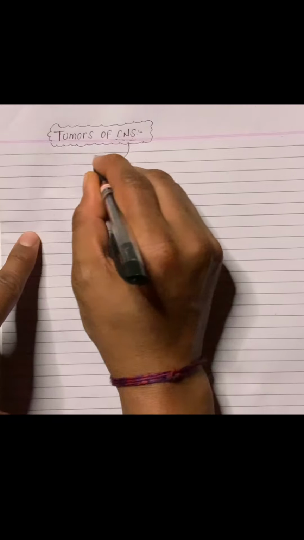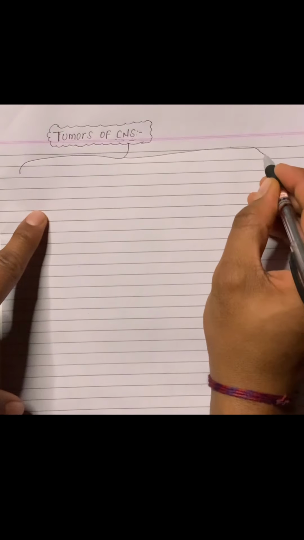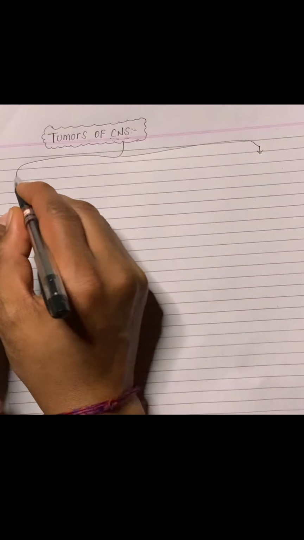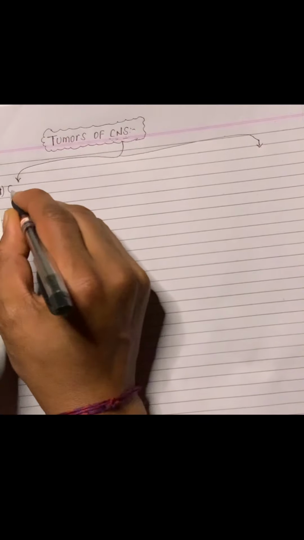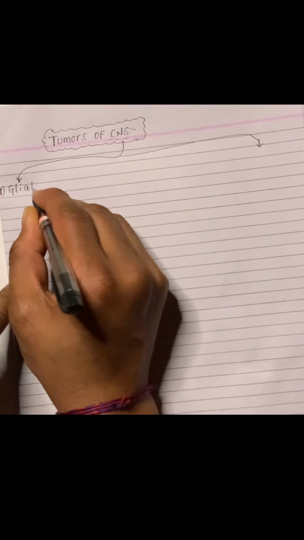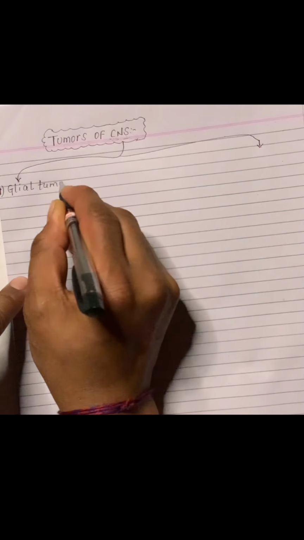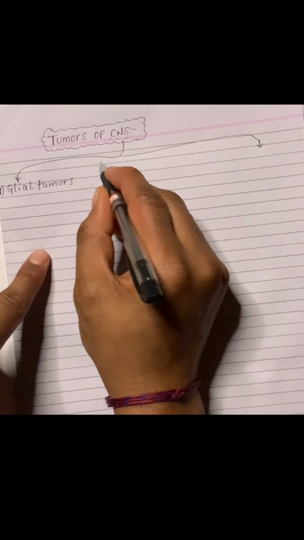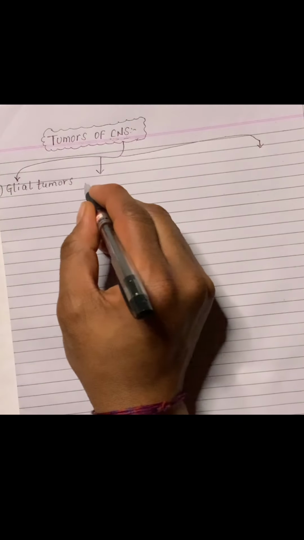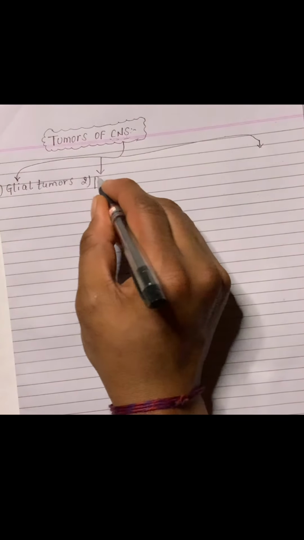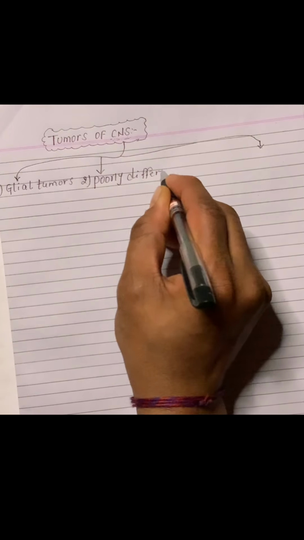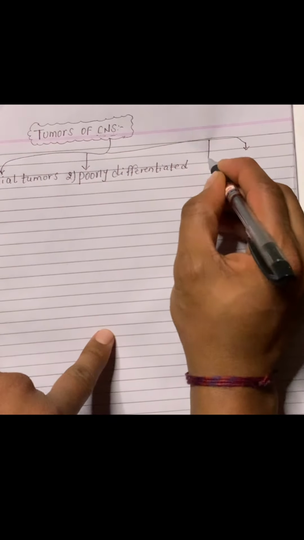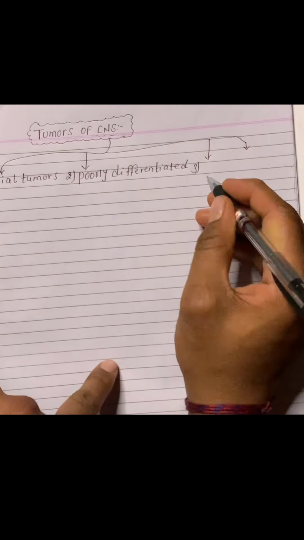This is the classification. We are going to make it in a simplified way as far as possible. So the first tumor you can get here is, let's say, glial cell tumor or glial tumor. These are the supporting cells of the brain, glial cells. The next you can see here is poorly differentiated tumors.